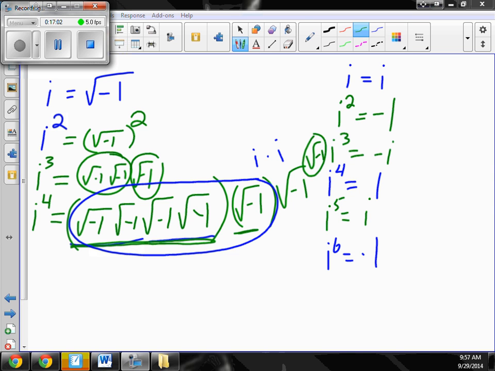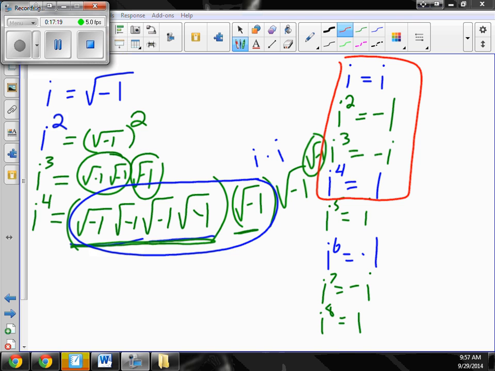i to the seventh is going to be negative i. Well, hopefully you see the pattern. i to the eighth is going to be 1. So what we have here is a pattern, and in math we call it mod 4. It has a modulus of 4, which means it repeats every 4 times.